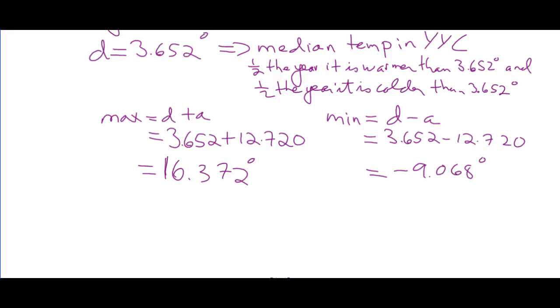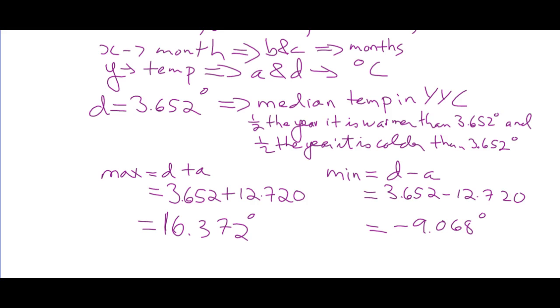But so the range of temperatures would be from negative 9.068 degrees to 16.372 degrees, right? So we're covering a range of a little bit over 25 Celsius degrees from the average. Remember, this is average. We know it gets a heck of a lot colder than -9, right? But that's the average daily minimum. Okay, that's the average daily maximum. This is the median year-round temperature, right?